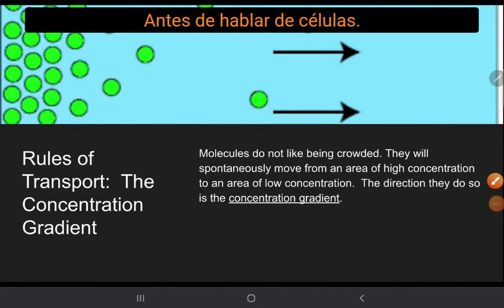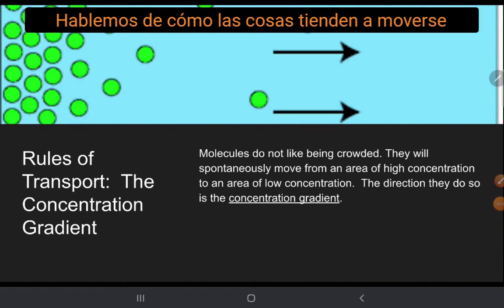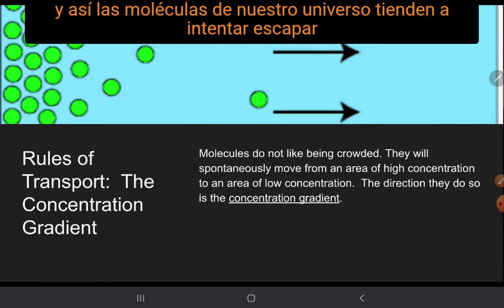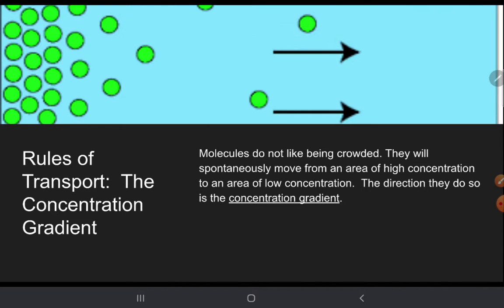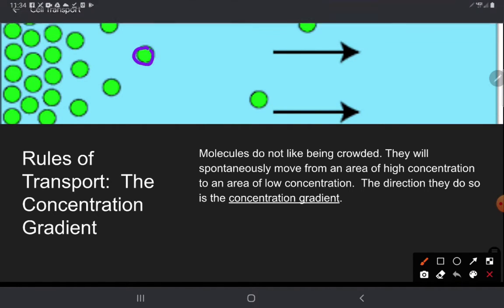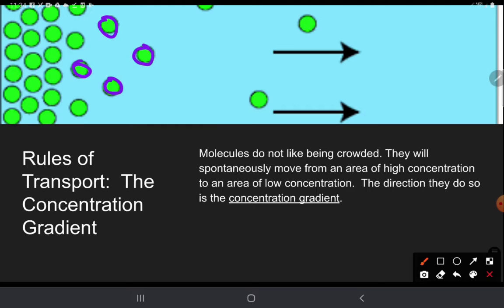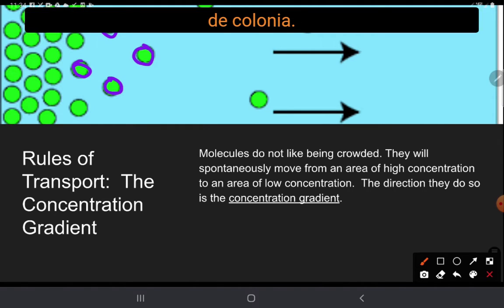Before we talk about cells, let's talk about how things tend to move in our universe. Our universe is expanding, meaning that it is stretching apart. And so molecules in our universe tend to try to get away from each other. Take, for example, these little green dots. We could pretend that these represent fragrance molecules from cologne.